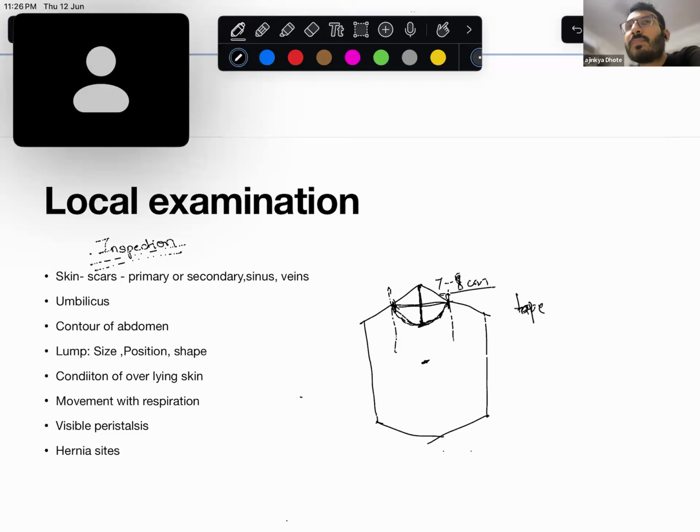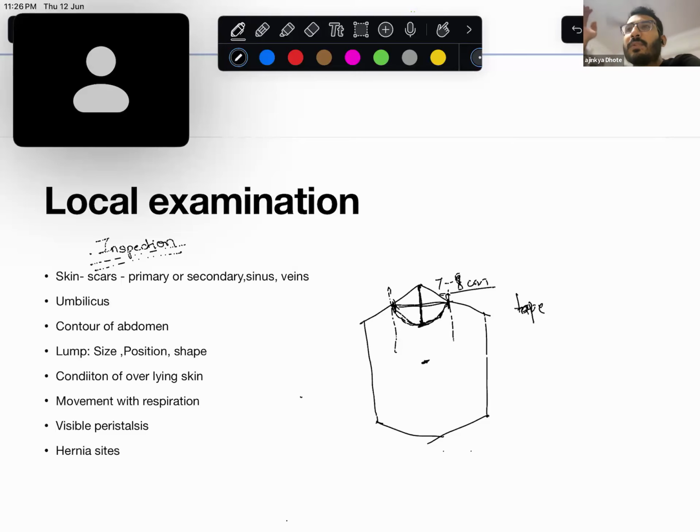The next thing that you have to see with any lump is movement with respiration. This is where all of you fumble in the final year viva. Please remember this point: movement with respiration is only seen with lumps that are attached to the diaphragm.